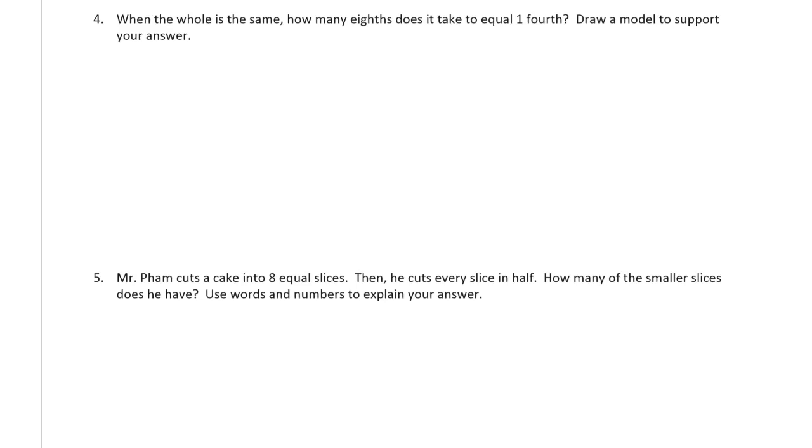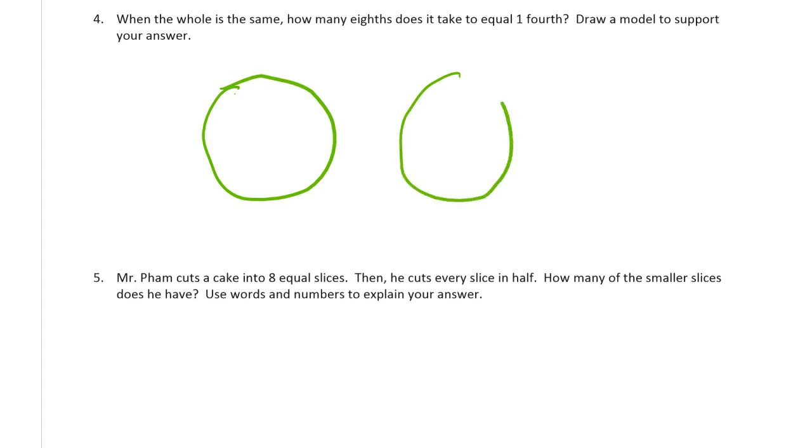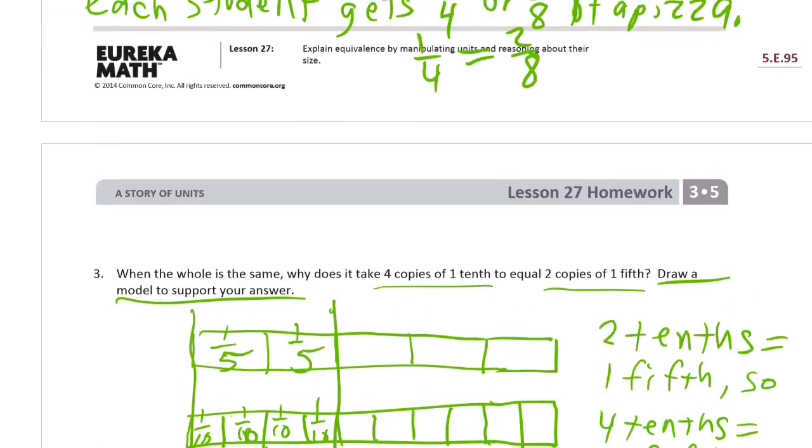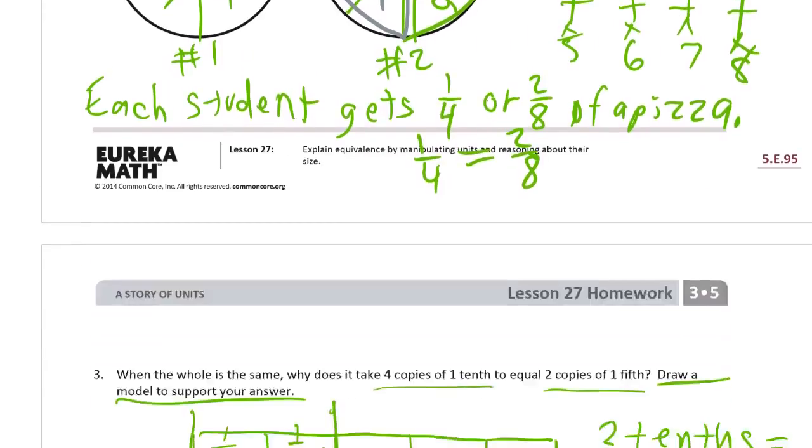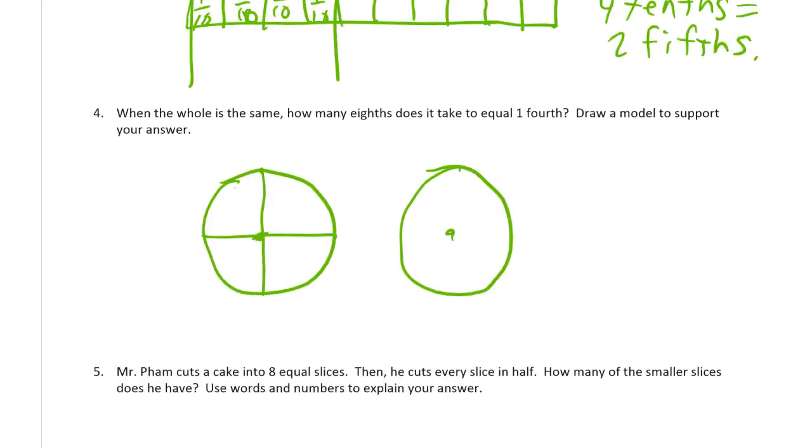When the whole is the same, how many eighths does it take to equal a fourth? Draw a model to support your answer. We could do the same thing. If you really wanted to do circles here, you could, because fourths and eighths aren't too bad to do with circles. So just for variety's sake, I'm going to do circles. It's hard to get circles to look exactly the same, especially when you can't draw circles very well like me. So, we kind of already answered this one, because that's the picture that we were given for number two with the pizzas, fourths and eighths.